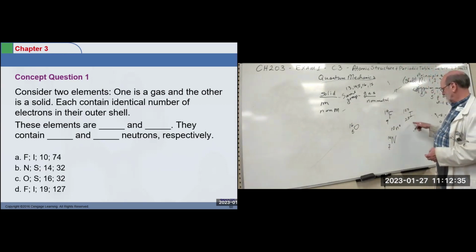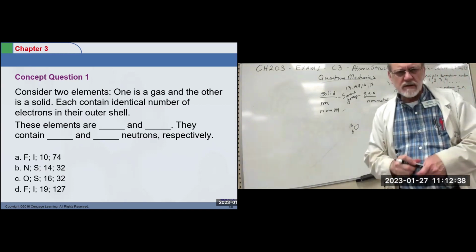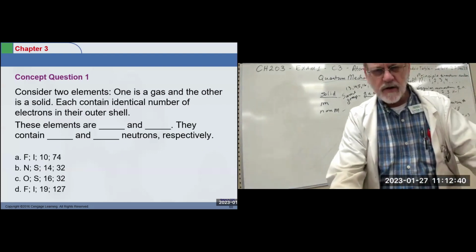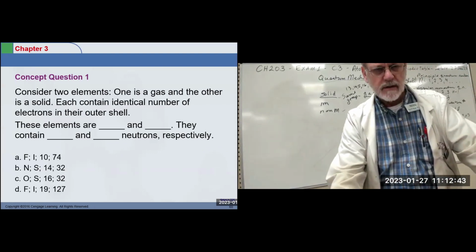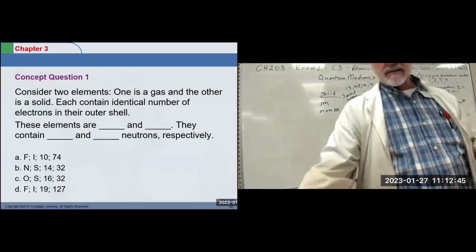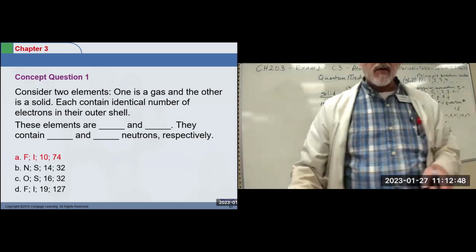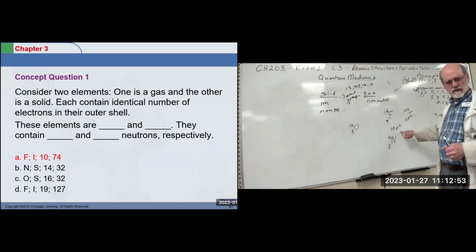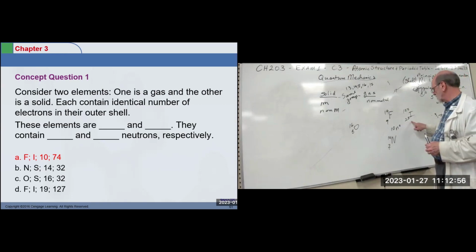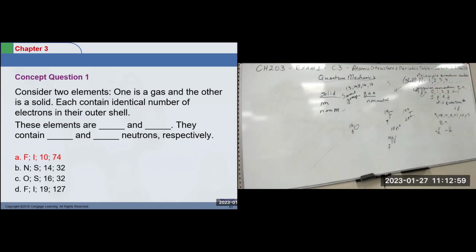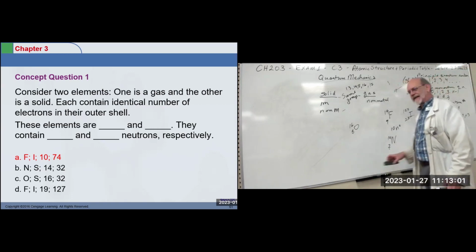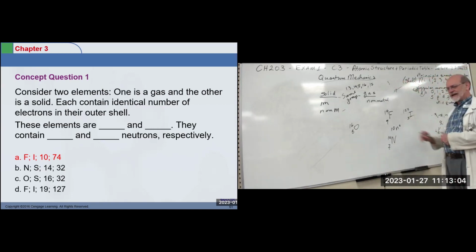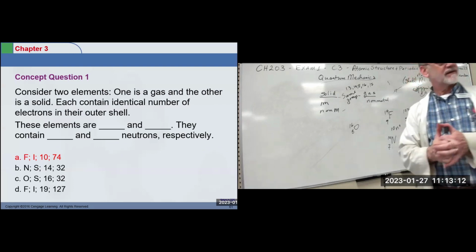How about the last one? Fluorine and iodine. Wait a minute. They contain blank, blank neutrons respectively. Now, why is it the first one? That's right. 74 neutrons. Oh, you guys didn't say anything. It's 53 with 74 neutrons. Could have saved a lot of time if you'd caught me.